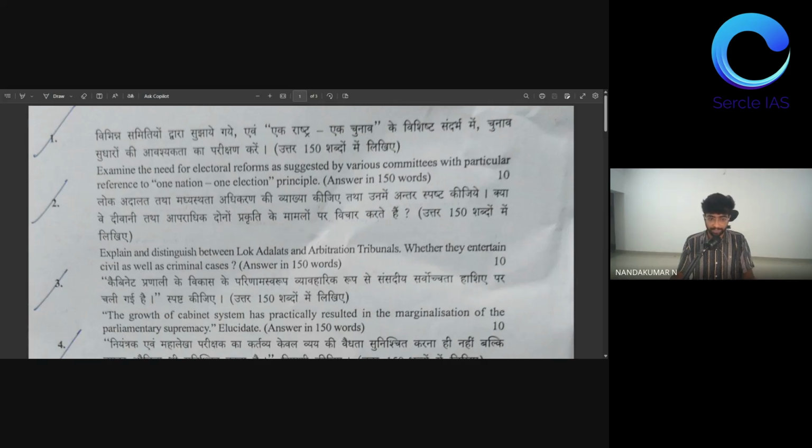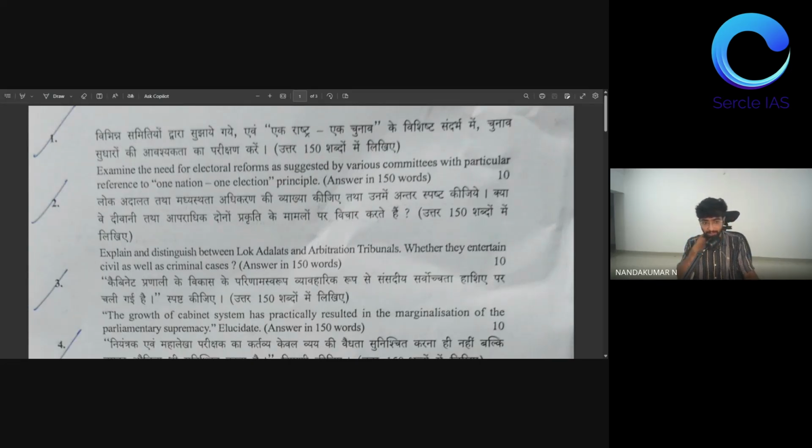Okay. Examine the need for electoral reforms as suggested by various committees with particular reference to the one nation, one election principle. Can you answer this question through Lakshmikant? Is it there in Lakshmikant? I don't know the latest edition, but in the sixth or fifth edition, it was not there. So you need current affairs, magazines, or newspapers, or your own notes for answering these questions. And also, I don't think many committees are mentioned in Lakshmikant, right?